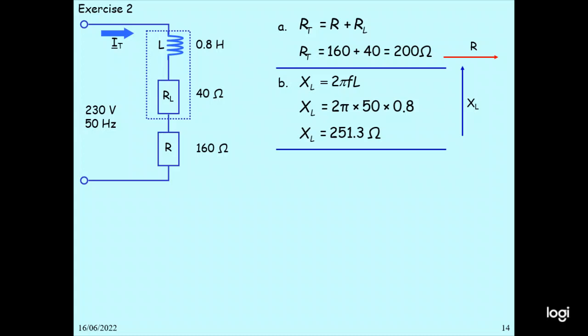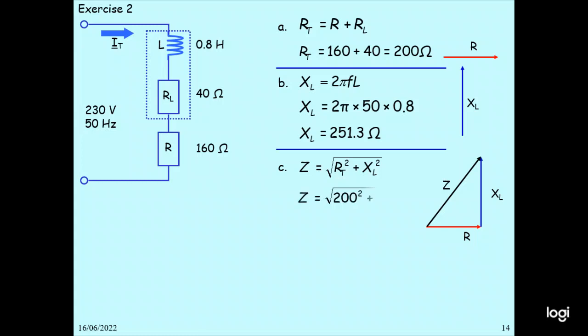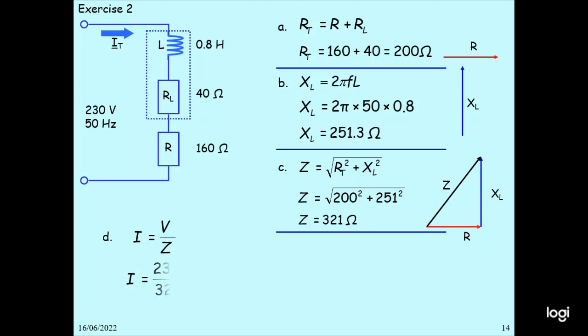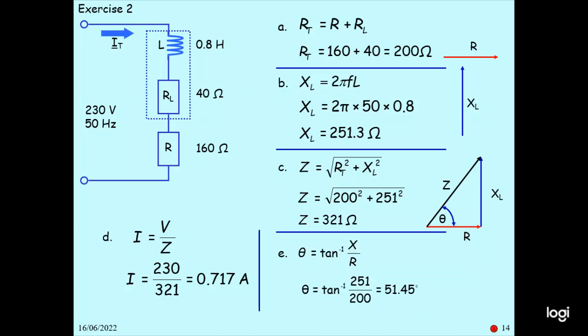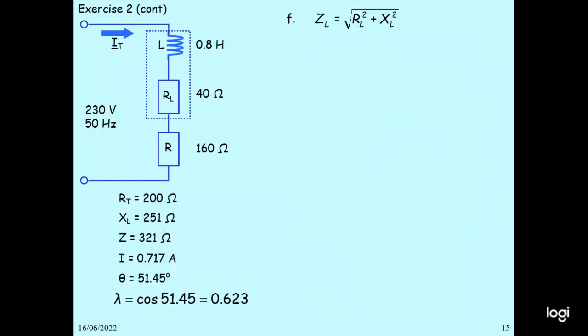Z equals square root of RT square plus XL square, so the Z we calculate, 200 square plus 251 square, is 321 ohm. I equals V by Z, so 230 by 321, you get 0.717 ampere. Theta equals tan inverse of XL by R, so tan inverse 251 by 200, 51.45 degrees. So R value is 200 ohm, XL is 251 ohm, Z is 321, current I is 0.717 ampere, theta 51.45.